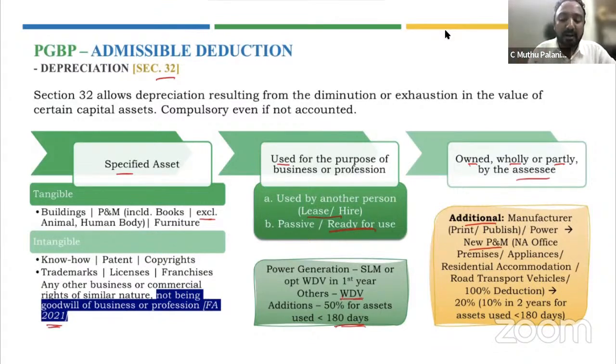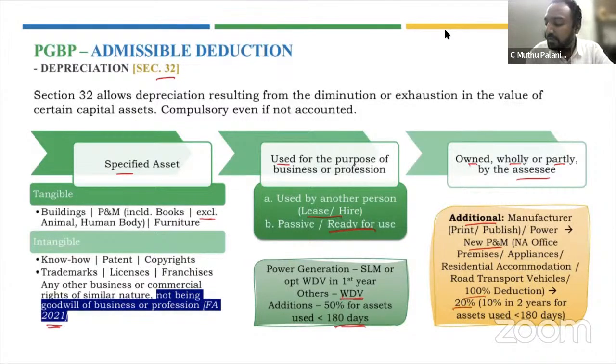Apart from these assets, there is also one more category which is called 100% deduction. Assets which are eligible for 100% deduction, scientific research, specified business, we'll see that. So these assets are also not covered. So it must be a new plant and machinery. It cannot be office premises, appliances, residential accommodation, guest house, road transport vehicle, 100% deduction. If it is not one of these, then that plant and machinery is eligible for additional depreciation. What is additional depreciation?